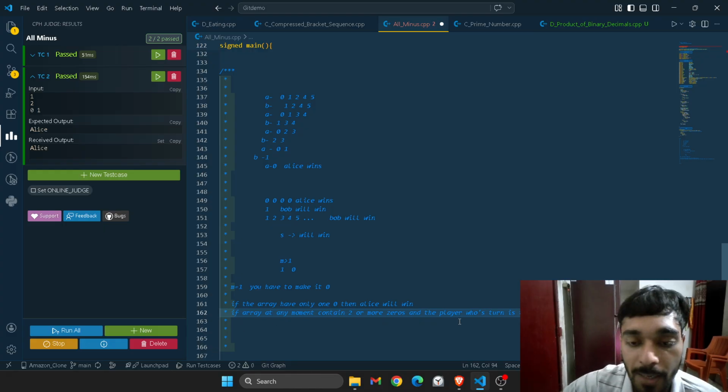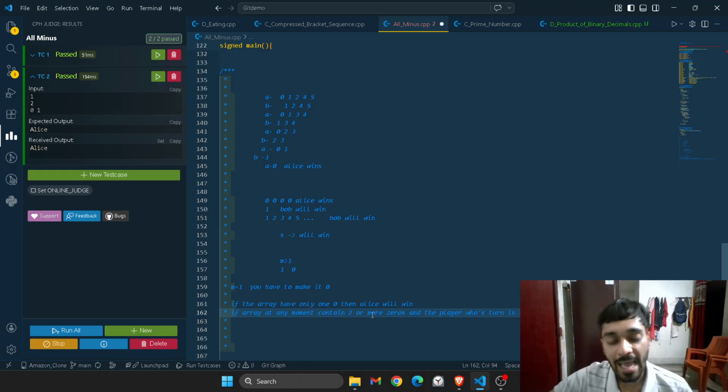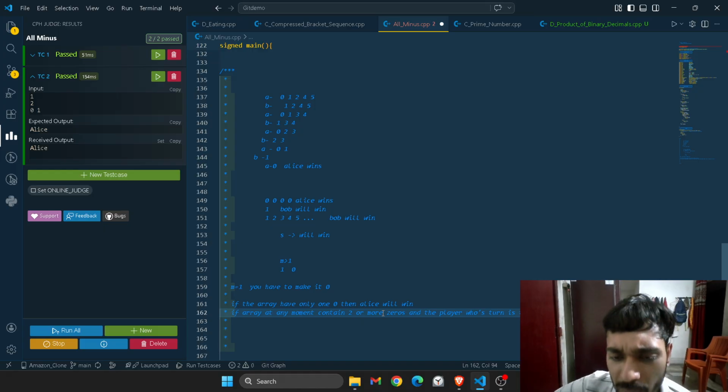Why? For example, Alice is going to make the turn and let's assume three zeros are present in the array. One possible case is that if Alice removes all the zeros, then she is going to lose. Let's assume this. Forget what will happen afterwards. Just assume if three zeros are there and Alice removes all three zeros, she will 100% lose. So what can Alice do?